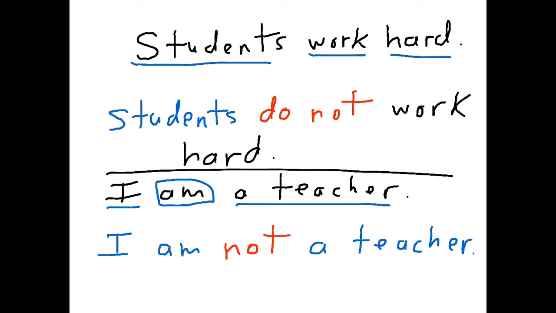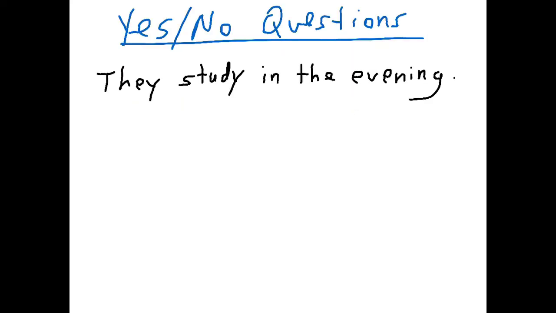Remember, the verb to be is the only exception. Yes, no questions now. They study in the evening. Here we have subject, verb and complement. This is an affirmative sentence. We want to transform the sentence into a question. The procedure is quite simple.